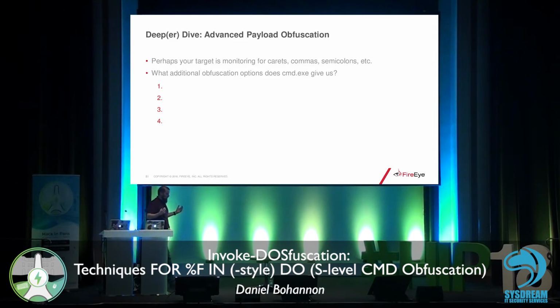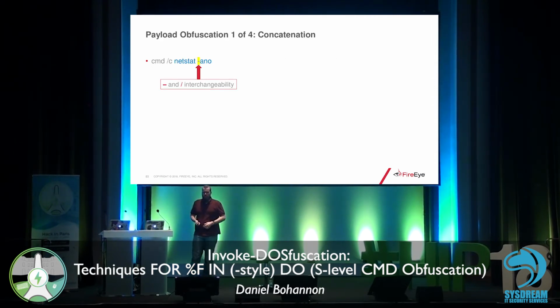So in all this research, basically, it came down to 4 different ways to encode an entire payload without using any of these special characters, without having to use them, but you have the option. The first one is concatenation. So let's take this netstat command. A fun fact, whenever you have arguments that start with a dash, you should try to replace them with a slash, because a lot of times that works, and a lot of defenders are only looking for one or the other.